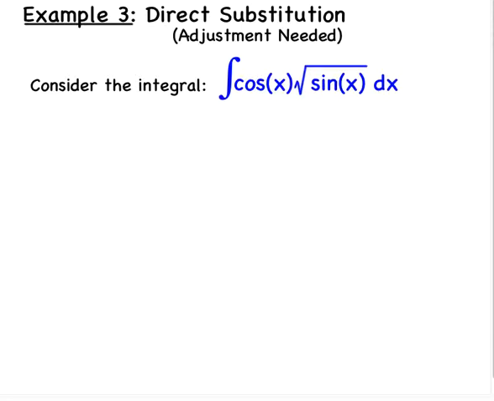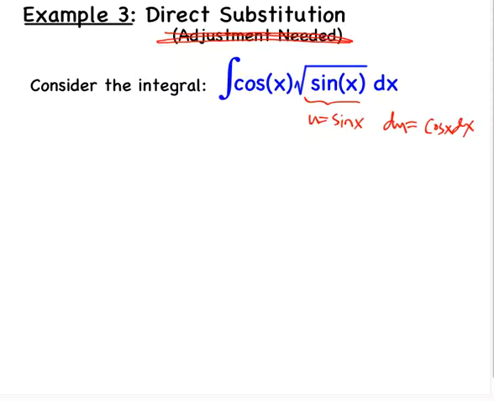So this one here is a different type of substitution. Instead of the interior function being a function of x, the interior function is a trig function. So we can say sine of x is inside of the square root. So let u equal sine of x. Then du is the derivative of sine of x, which is cosine of x dx. No adjustment is needed here because we have an exact match.